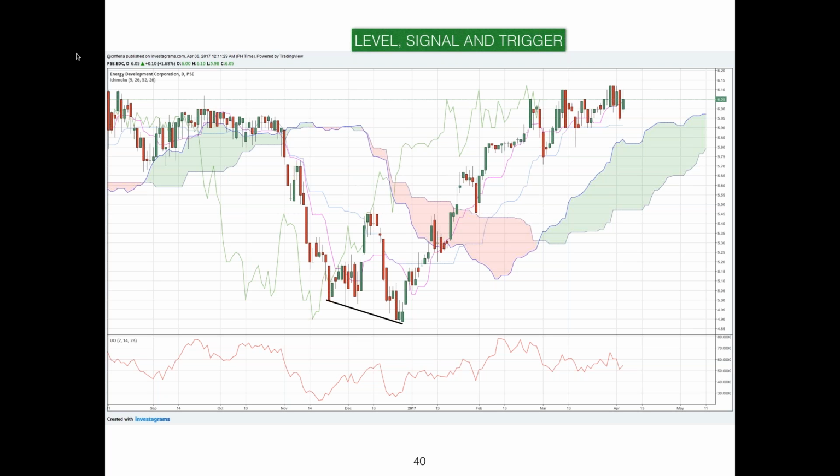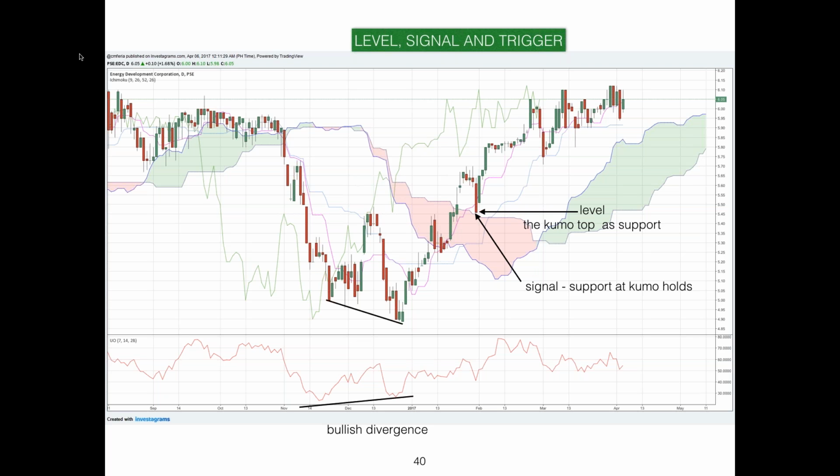So using the EDC chart once again, you see the bullish divergence. The level is the Kumo top. So this is where you buy. This is the level because you have the Kumo top as the support line. The signal is the support. This is the support at the Kumo. You see, this is the signal because the candlestick was able to hold above the Kumo.